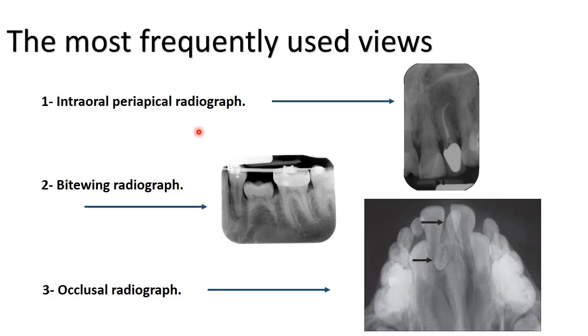The most frequently used views are intraoral periapical radiographs, bite wing radiograph, and occlusal radiograph. The most widely used are the periapical radiograph and occlusal radiograph, and bite wing radiograph is rarely used or indicated in some cases.